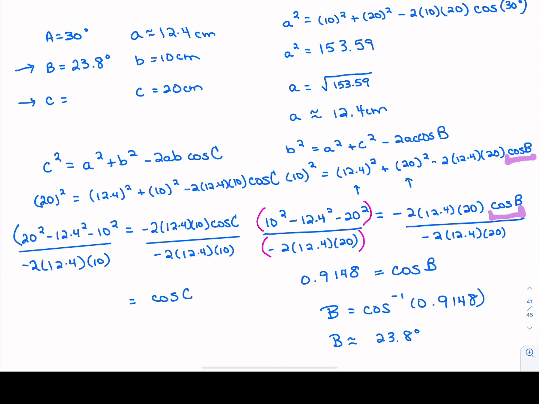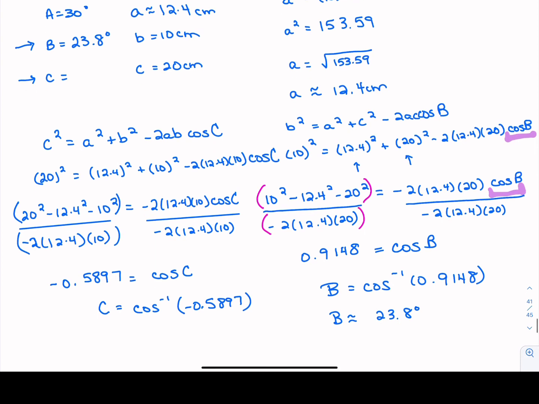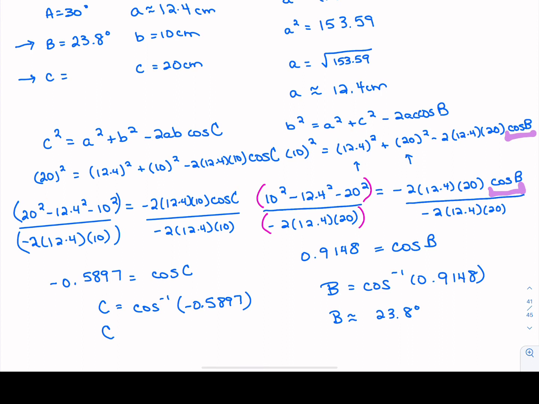Again, be mindful that you want to put brackets around the numerator and denominator separately, but if you type this in correctly, you'll get approximately -0.5897 as your cosine C value. So to get the angle itself, we know we have to take cosine inverse of that decimal number. So when you find cosine inverse of that ratio, we get an angle value of approximately 126.1 degrees.